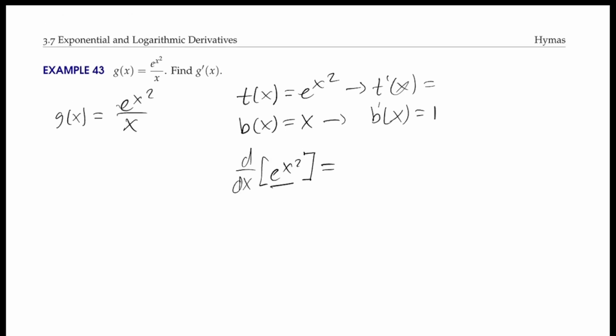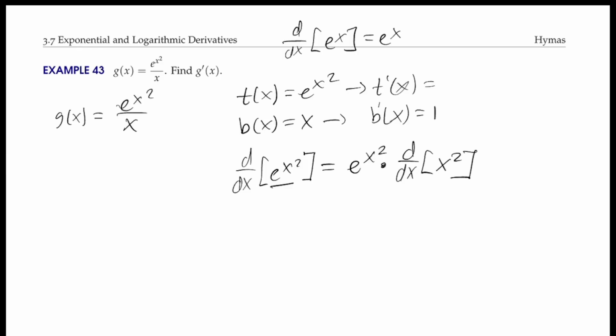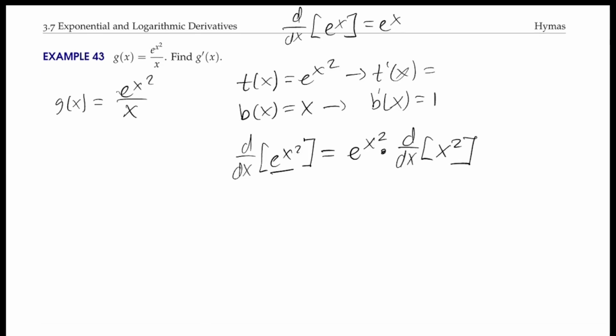So recall, the derivative with respect to x of e to the x is e to the x, so we'll just use that rule, but it's no longer e to the x, it's e to the x squared, and then we multiply by the adjustment term from chain rule, derivative with respect to x of x squared. What is that? Well, we bring the 2 down and we subtract 1. So I'm going to bring this 2 down. 2 minus 1 is 1. So this is really 2x e to the x squared.